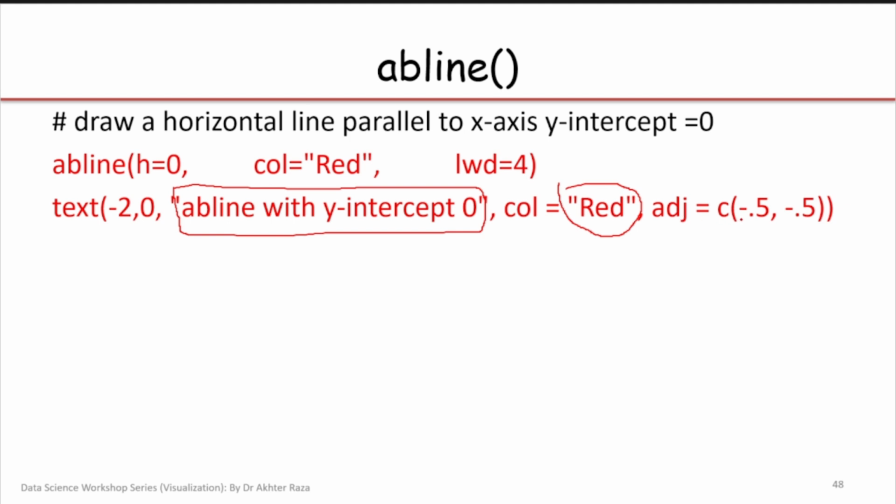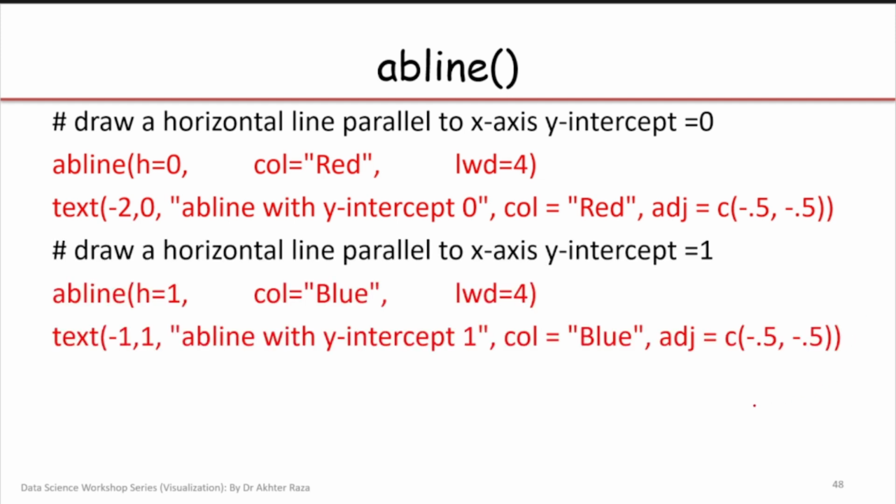And a few adjustments are there, 0.5 and minus 0.5. If we do not use the adjustment, then the text will be overwritten on the line. If the text is on the line, it will look like this: AB line with y-intercept. We don't want to write the text exactly over the line, just below or above the line. So these are the 2 adjustments which we did.